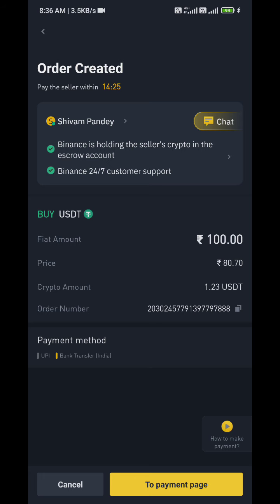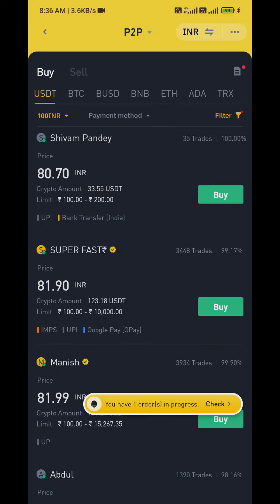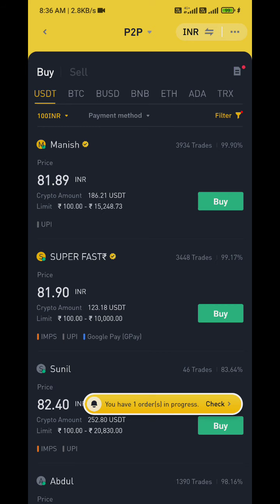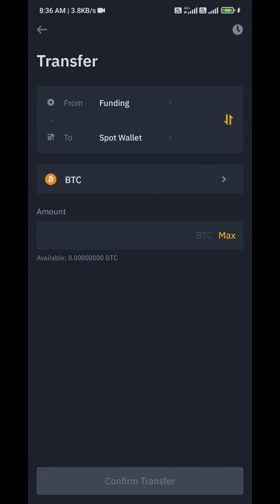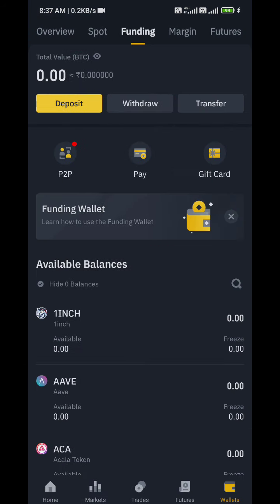After that you need to come back to the P2P home page, and you need to transfer the funds from the funding wallet to the spot wallet. In the funding wallet, what you purchased is USDT. So select USDT and the maximum amount you have purchased. Confirm transfer. These transferred coins will be updated on the home page.